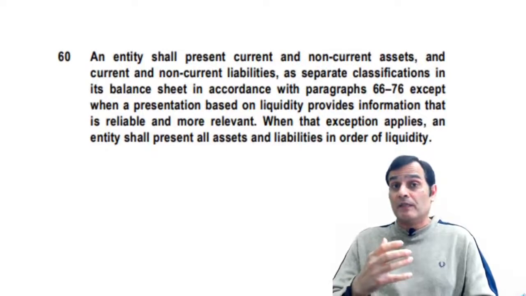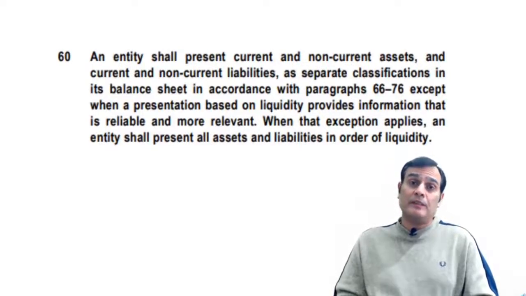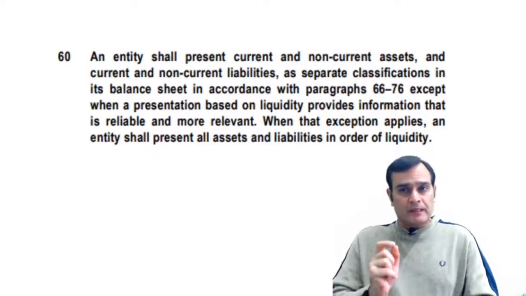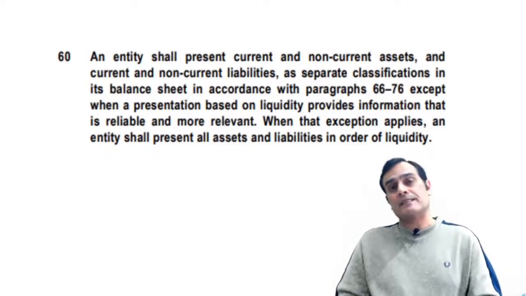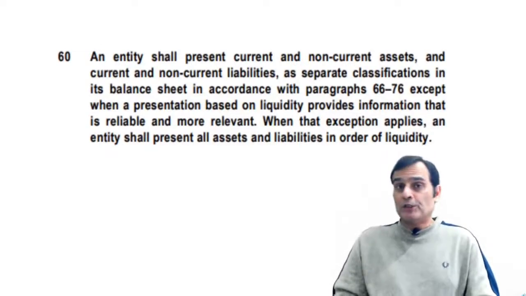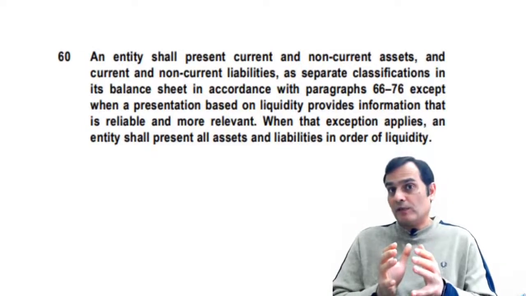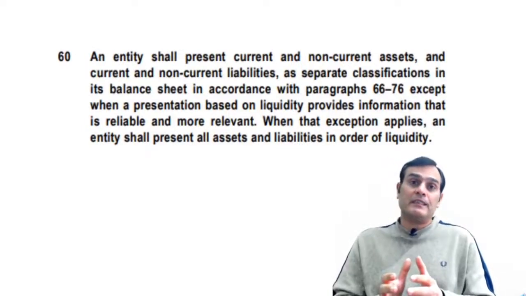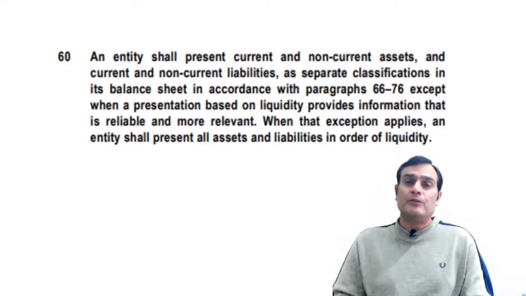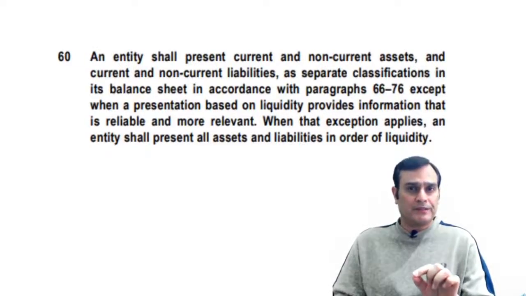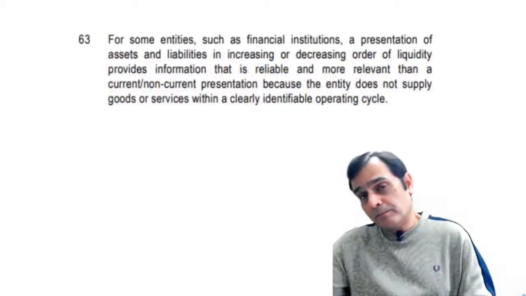But then the question arises, what are those exceptions when a liquidity basis will be more relevant and reliable in nature? There is an explanation given in para number 63. It says that when that exception applies, an entity shall present all the assets and liability in the order of liquidity. So we can understand that there is an alternative. Instead of presenting the assets and liability on a current and non-current classification, the standard gives you that there could be situations where order of liquidity would make more sense. Now, what is that is given in para number 63.